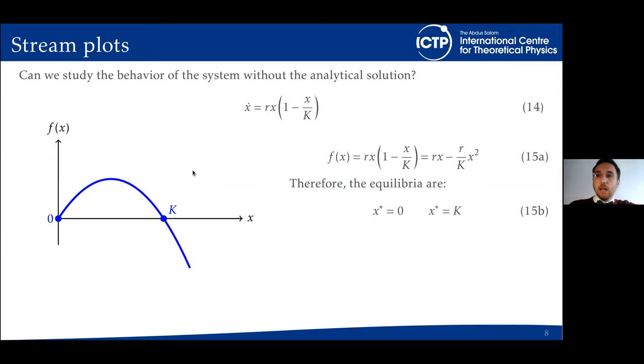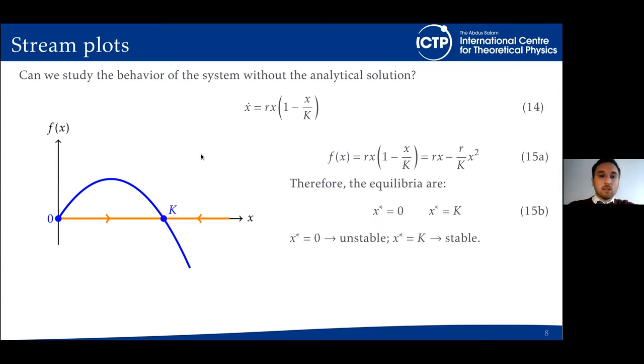Now let's apply what I've shown you before for stream plots. In this interval here, the function f is positive, and so the trajectories of the solutions will go from zero to k. On the other hand, in this other part of the state space, the function is negative, and so the solutions will move again towards k. So in the end, the stream plot of the system is like this, from which we can also guess that this equilibrium here is unstable because the solutions are moving away from it, while this equilibrium here is stable.